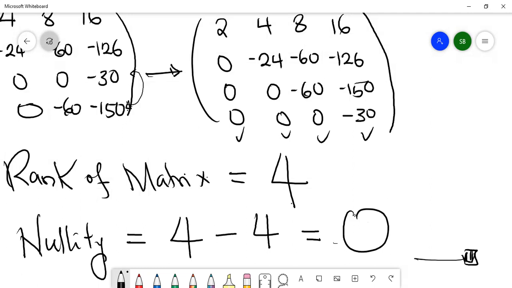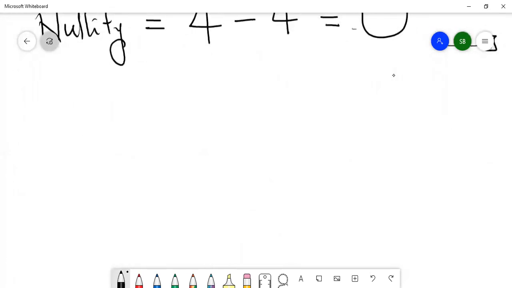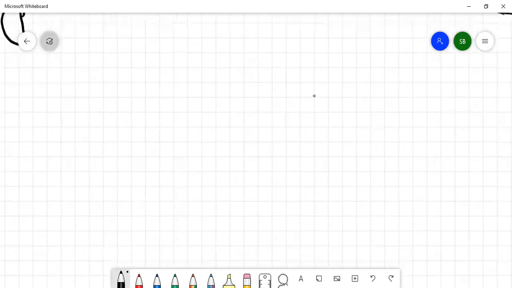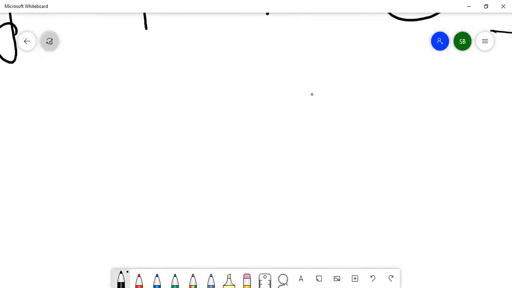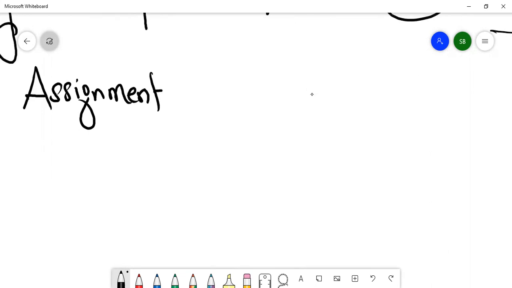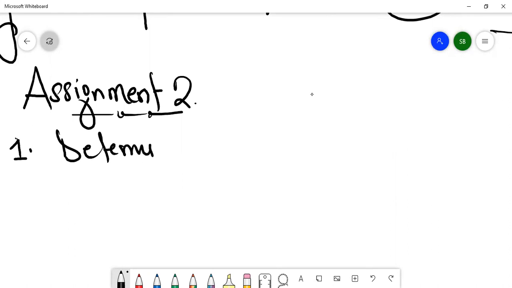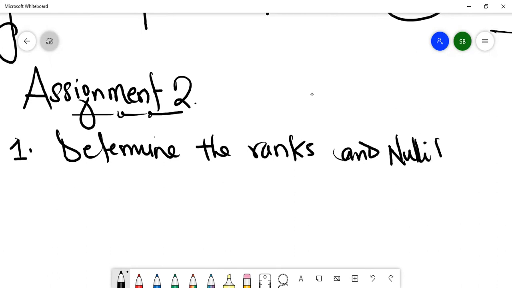All right. Now is time for the second exercise. So let's have the exercise, and I'll call it assignment 2. Please ensure you submit this assignment via the Google platform. Now, 1 is that determine the ranks and nullities of the following matrix.